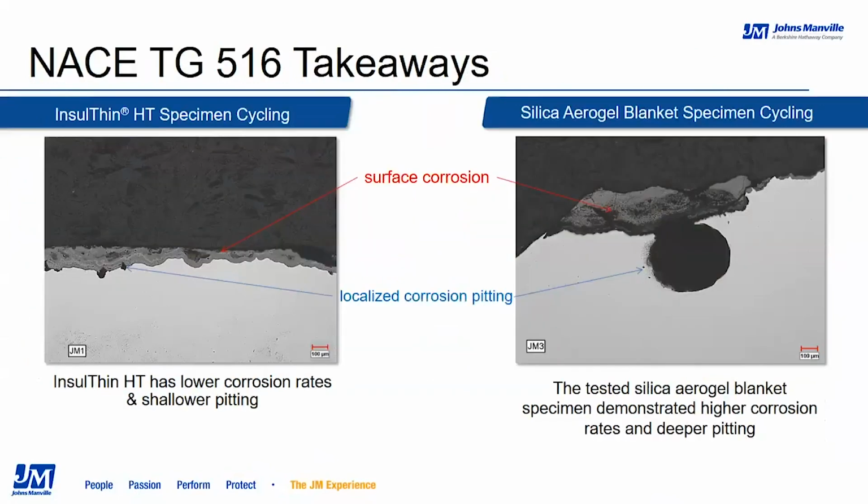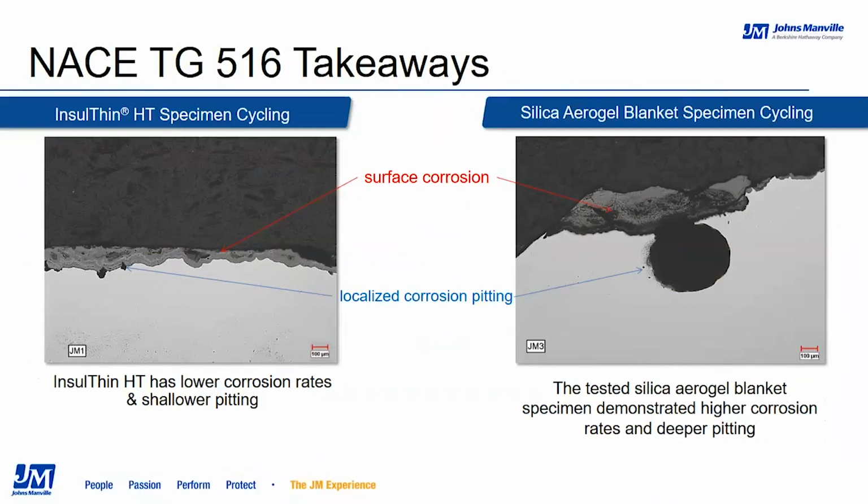Ultimately, researchers found that the results from the ASTM C1617 test method were similar to the outcomes of the NACE TG 516 test. Both tests demonstrated that InsulThin HT outperforms the Silica aerogel blankets it was compared to in terms of corrosive potential. NACE TG 516 also showed that InsulThin HT has lower corrosion rates and shallower pitting than Silica aerogel blankets that were tested. And you can see that here in the close-up image of the pipe surfaces.